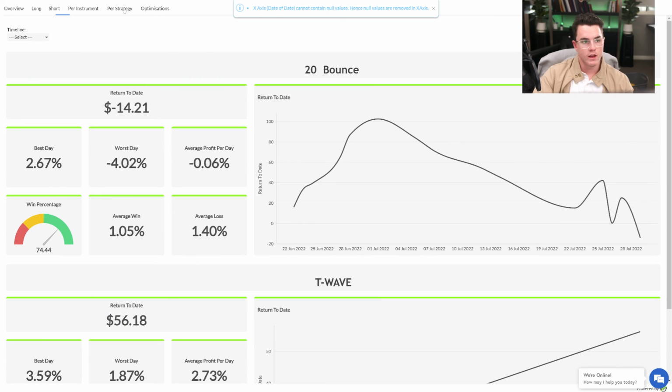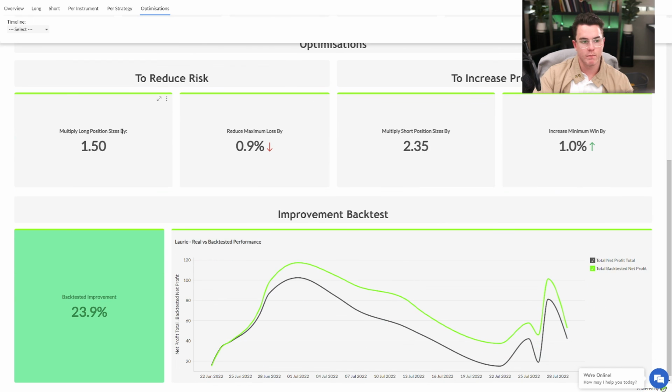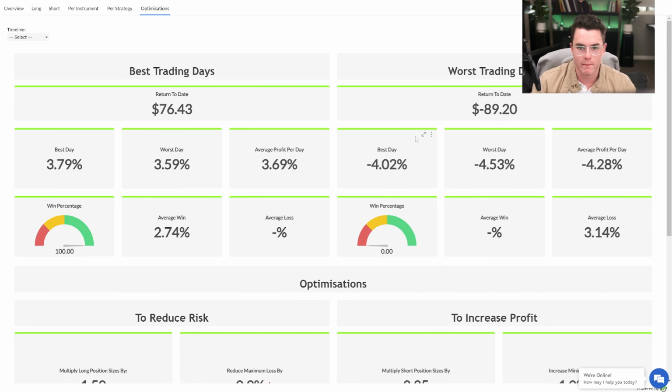So yeah, in fact, on the optimizations tab, these position size multipliers, this is why I had that little pause there before. These shouldn't go above 1.3. So little bit of a mistake there. Gonna fix that right when I stop recording, because that's obviously an important thing.